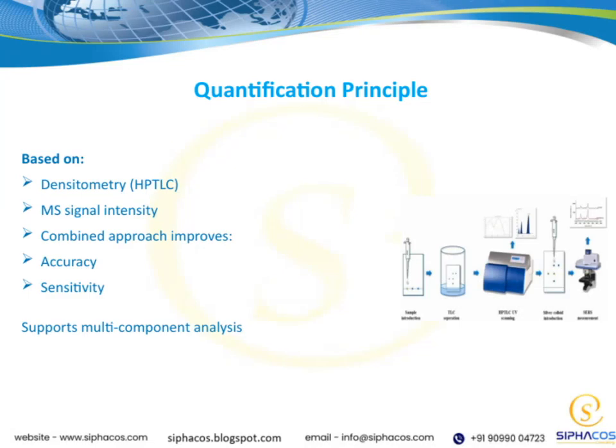Let's take a closer look at the quantification principle. This approach is based on multiple techniques, including densitometry, specifically HPTLC, and MS signal intensity. By combining these methods, we can significantly improve both accuracy and sensitivity in our analysis. This integrated approach is particularly powerful because it supports multi-component analysis, meaning we can quantify several substances simultaneously with greater confidence. Overall, this synergy enhances our ability to obtain reliable, precise results, which is crucial for complex sample analysis and ensuring the robustness of our analytical methods.